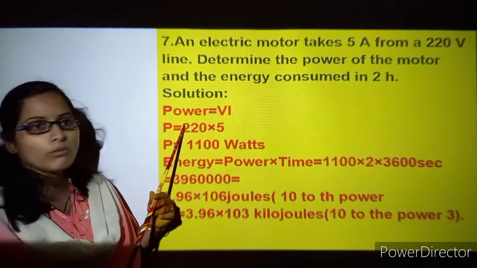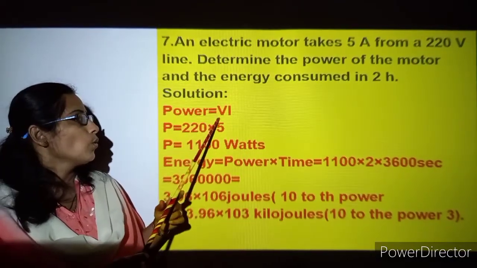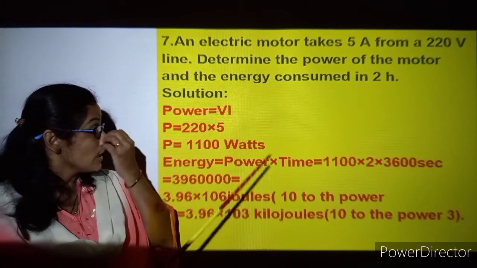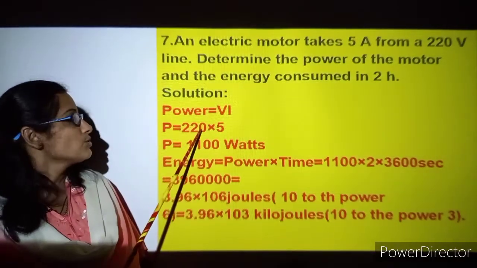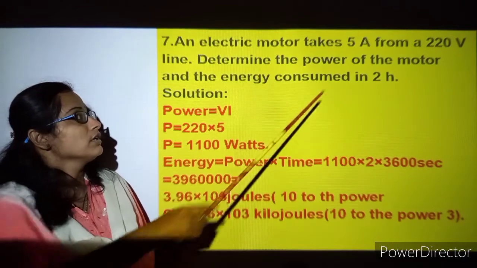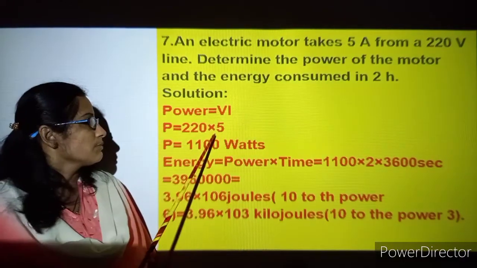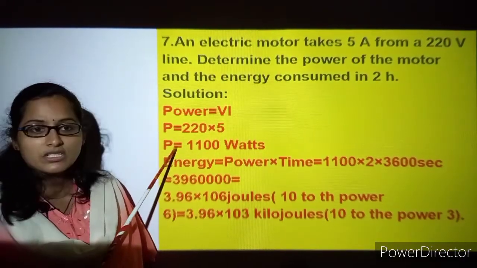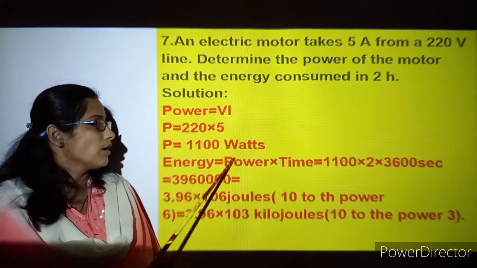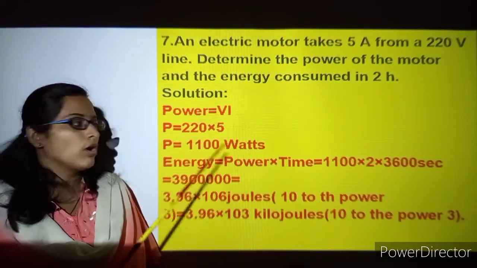So let's write the formula of power. Power is equal to VI, that is voltage into current. So P is equal to 220 into 5, where you are substituting 5 ampere here. So your power is 1100 watts. The unit is given as watts.